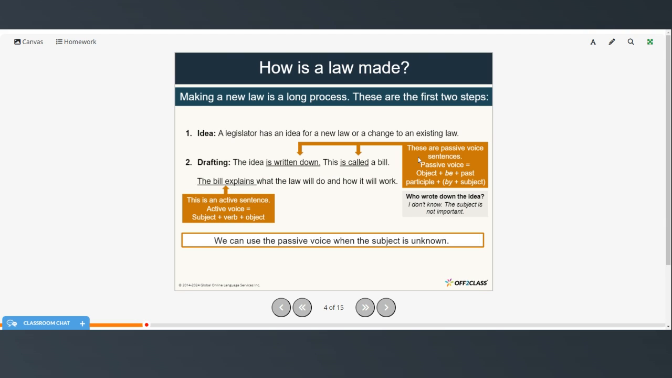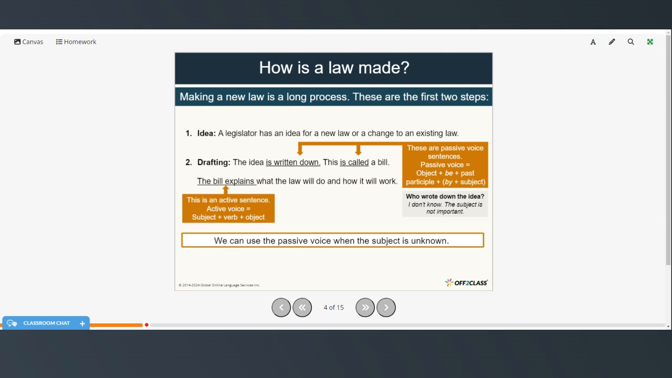And these are passive voice sentences. In the passive voice, you have the object plus the verb to be plus the past participle, and then you could also have by plus a subject, but not necessarily. Here we don't have a subject. Who wrote it down, the idea, I don't know. It's not really important.